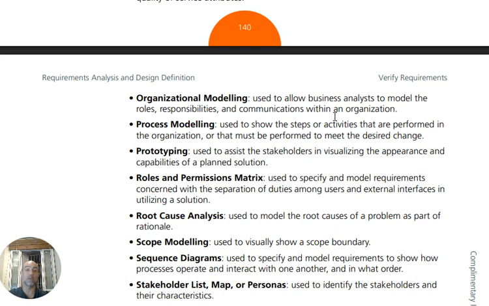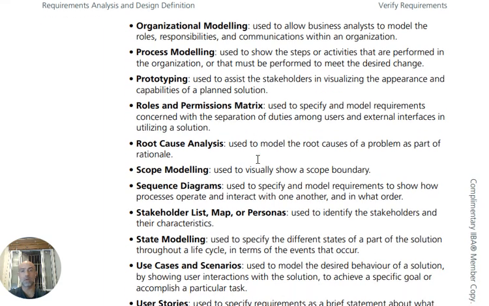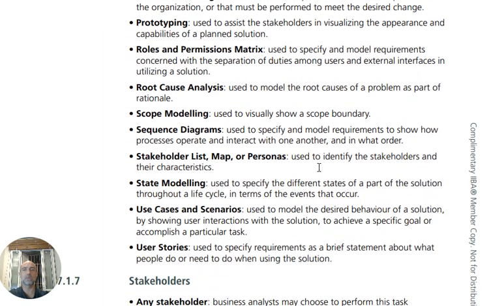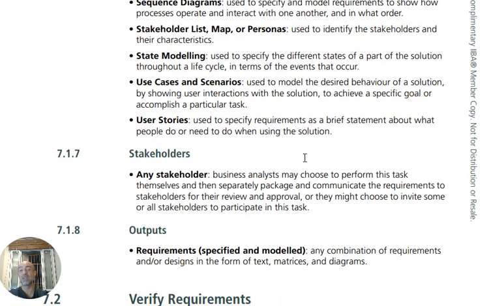Organizational modeling, used to allow business analysts to model roles and responsibilities. Process modeling, prototyping, roles and permissions matrix, root cause analysis. I love this one, by the way. Scope modeling is used to visually show a scope boundary. Sequence diagrams, stakeholder list, map, personas, state modeling, use case. They literally dumped over 20 of them, and they're like, these are the ones that you could use, but at your own discretion, use everything else. And user stories, basically stories of users, in order for you to build your model around it.